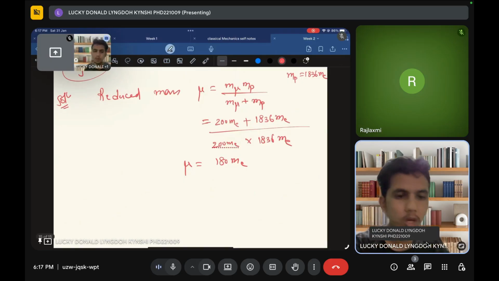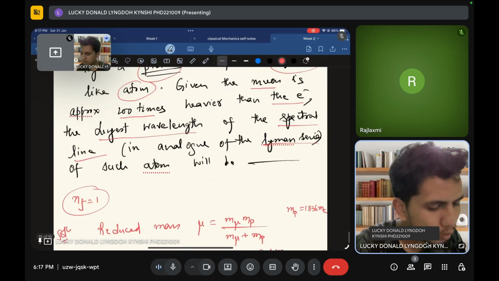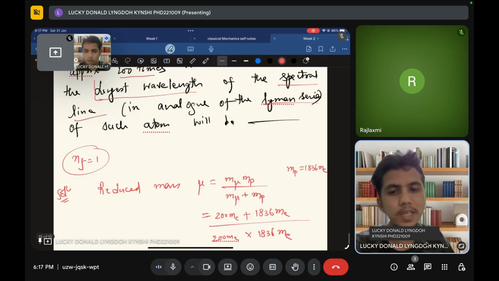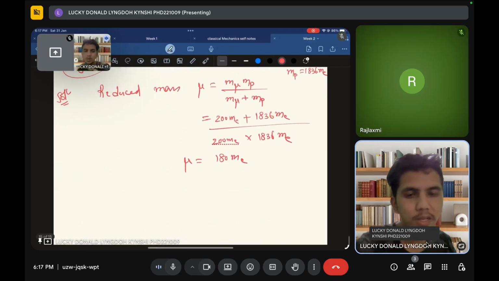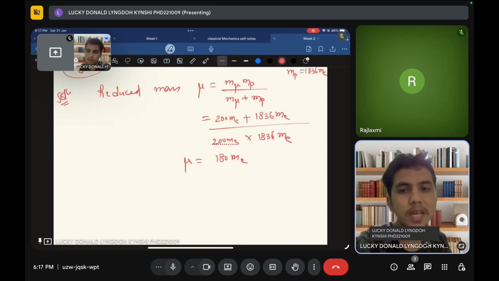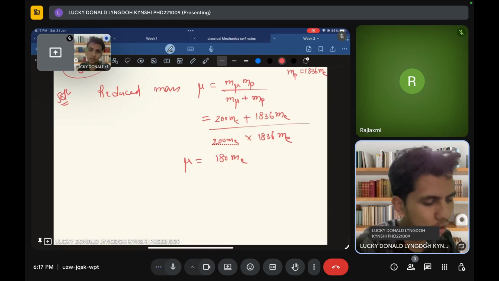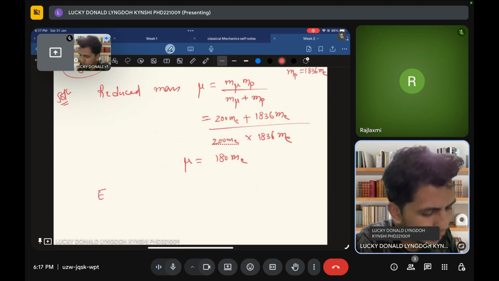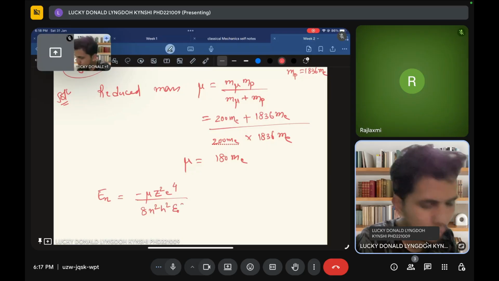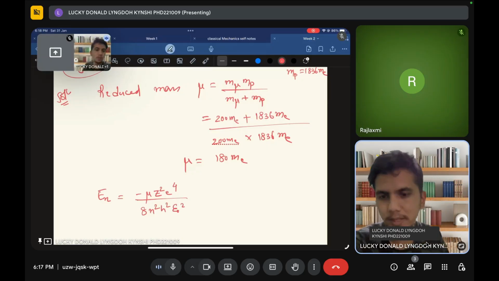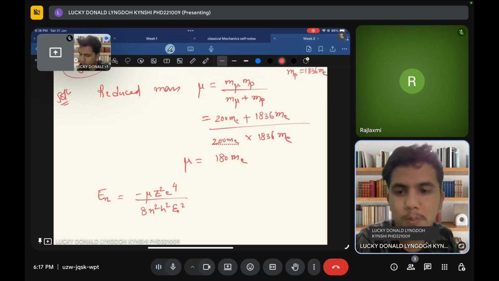So now you know mu. So what we need to find out? We need to find out the longest wavelength, and longest wavelength automatically is related to your energy, right? So how do we calculate the wavelength? We can calculate first using the energy, then you can back calculate the wavelength. So what you need to do? You can calculate En, which is given to you as minus mu z square e to the power 4 divided by 8 n square h square epsilon naught square. This is the formula from your Bohr's postulates, correct? But instead of m, we are replacing it by reduced mass mu.